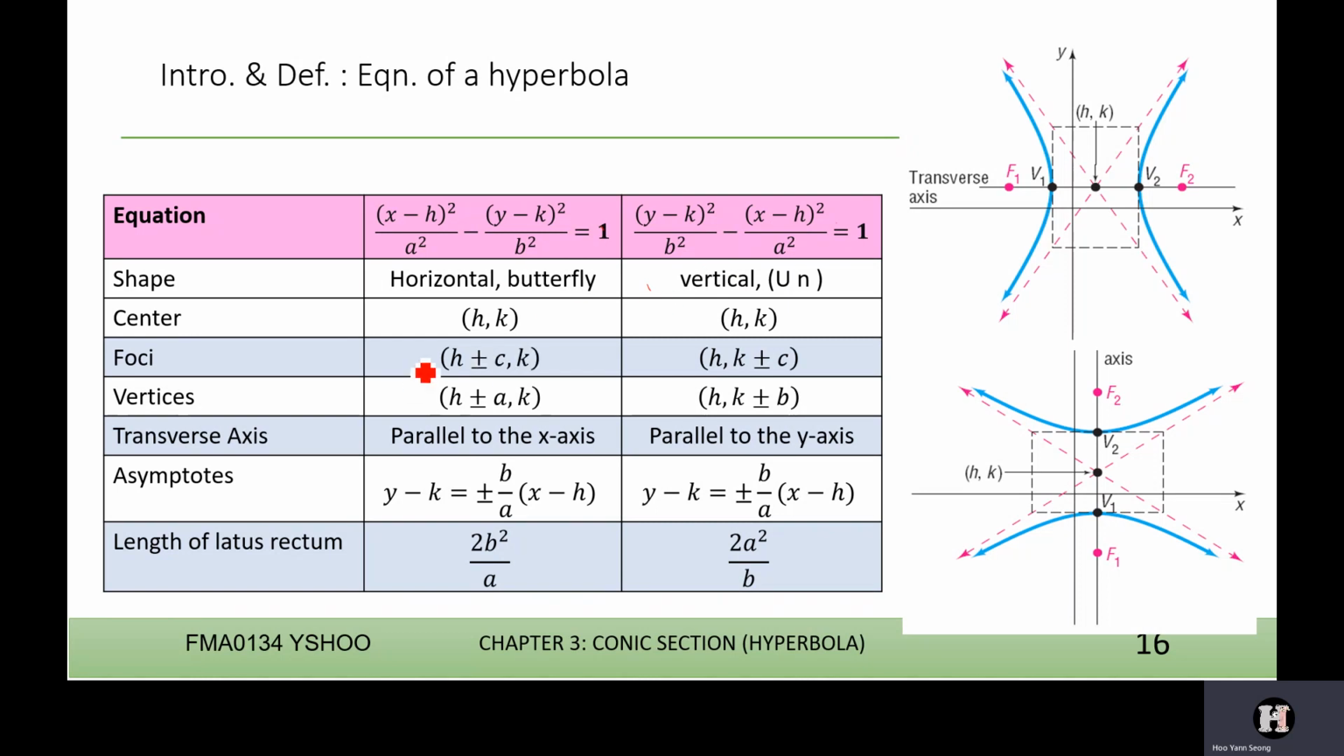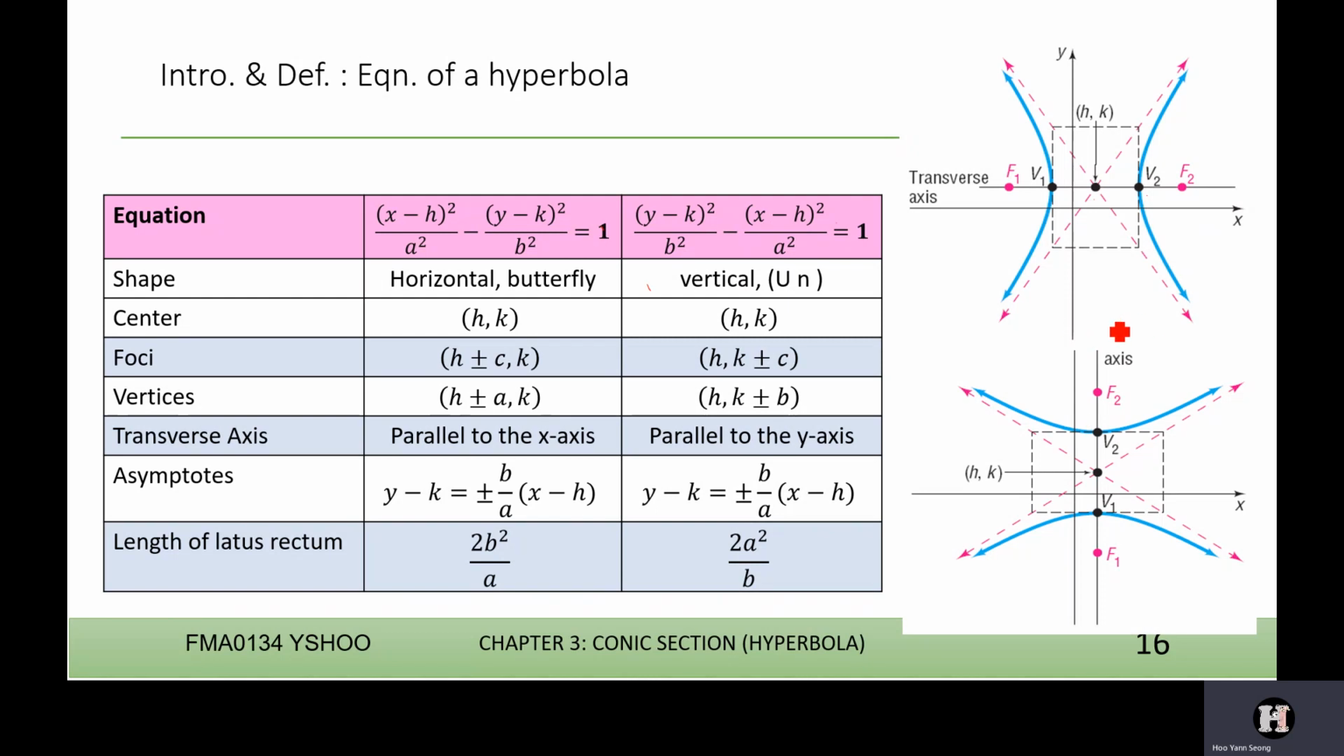After that, we have the foci, and then we have the vertices. If you notice, for a horizontal one, the one with a butterfly shape, the center, vertices, and foci will be on a line parallel to our x-axis. For the one that opens up and down, you will have your center, vertices, and foci on a line that is parallel to your y-axis.